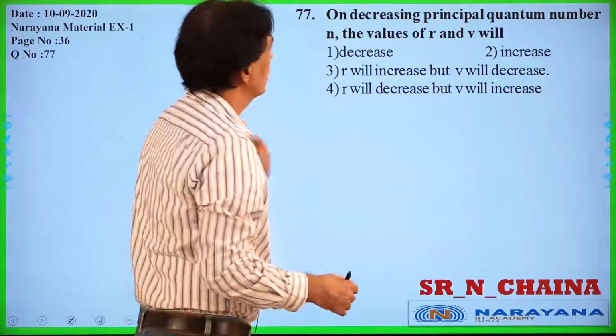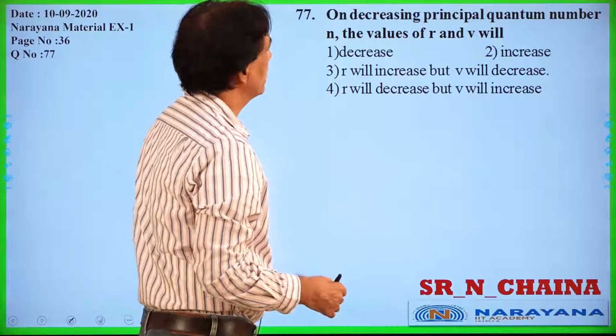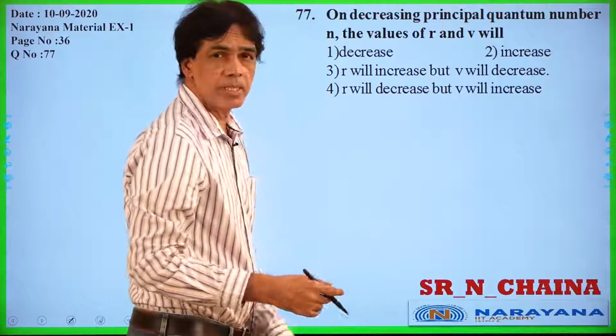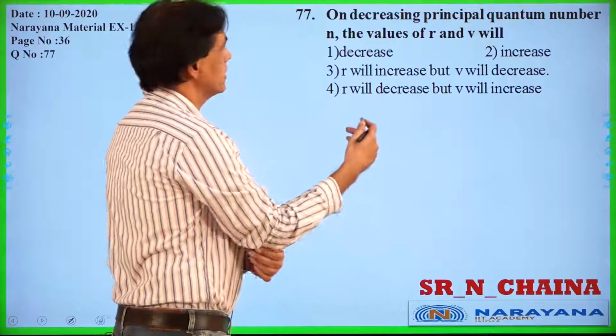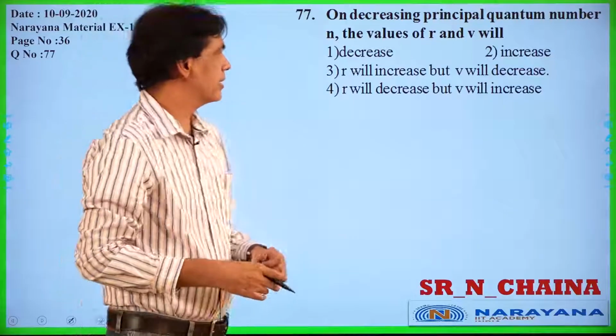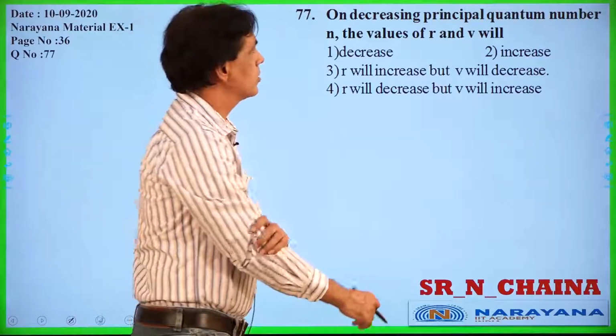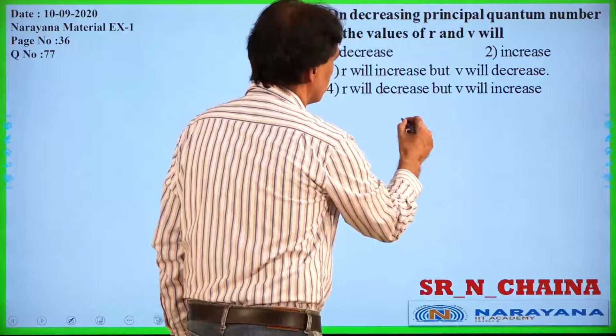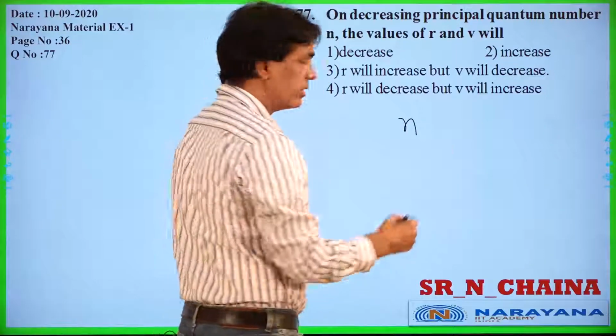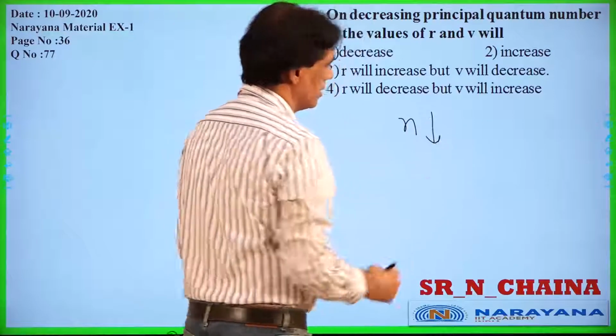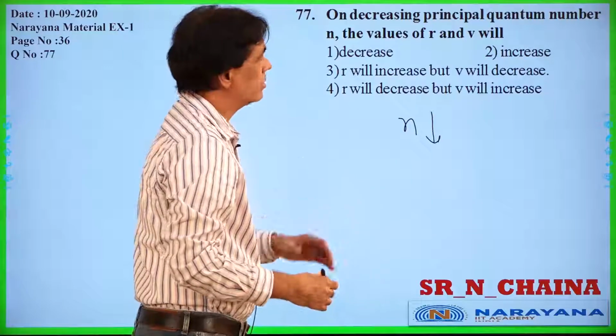Okay, say this. On decreasing principal quantum number n, the values of r and v will be: r decreases, v increases; r will increase but v will decrease; r will decrease but v will increase. So that's what we have to check. On decreasing principal quantum number, which we generally represent with n, what happens to v and r?